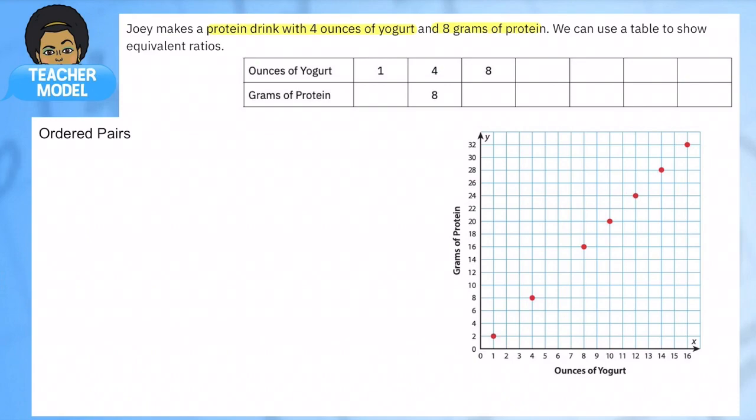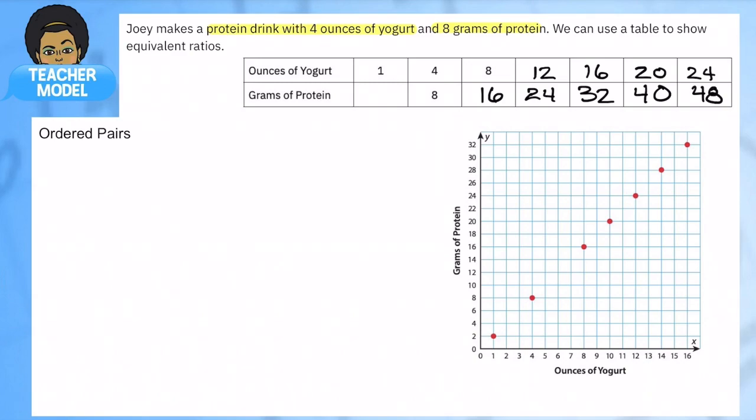Let's create the table. We did this in the last lesson, so 4, 8 is already there. I'm just going to use my multiplicative pattern to multiply and make bigger ones. So 4, 8, 12, 16, 20, 24, and I'll just do these on the bottom. And there you go. I have bigger ratios.